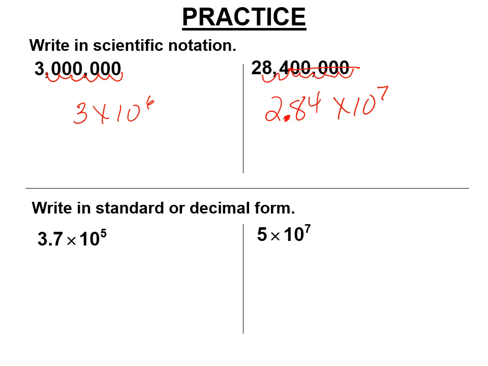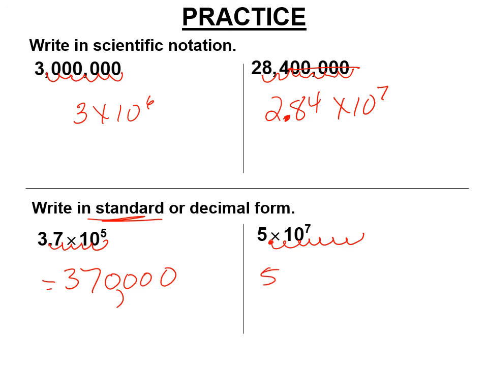To make it back into standard or decimal form, as it's called, we're going to go 1, 2, 3, 4, 5. We're going to have 4 zeros. That's 370,000. This one, we're going to have 7 zeros. I make 7 spaces, right? Because we move it 7 times. 4, 5, 6, 7. And we're going to put our commas. Notice it's hard to say the number without the commas. What number is that? That's 50 million.